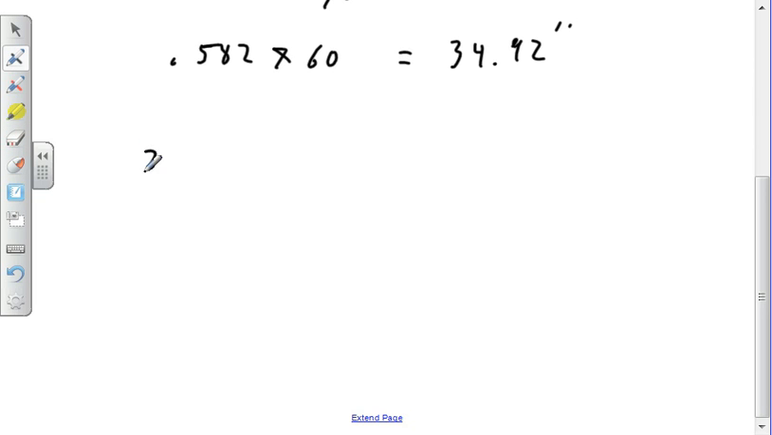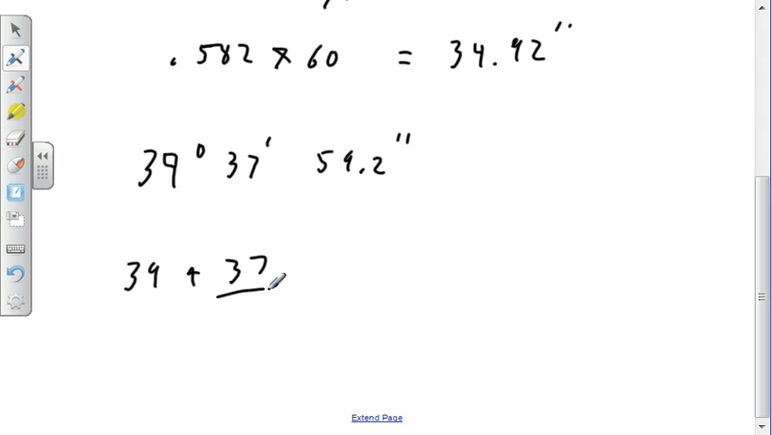Let's say I've got, we'll call it 39 degrees, 37 minutes, 59.2 seconds. And if I could spell minutes, then that'd be good too. Okay, so I want to change that to a decimal degree. All right, so that'd be 39 plus 37 divided by 60 plus 59.2 divided by 60 squared.